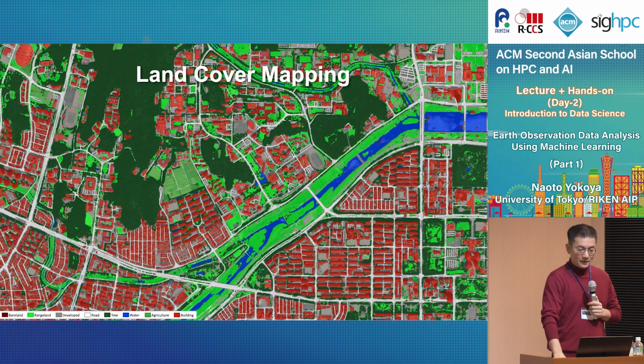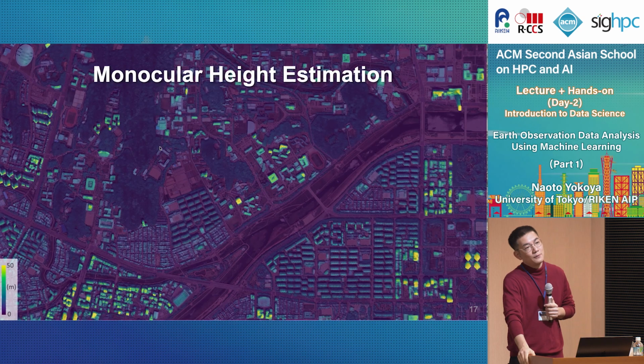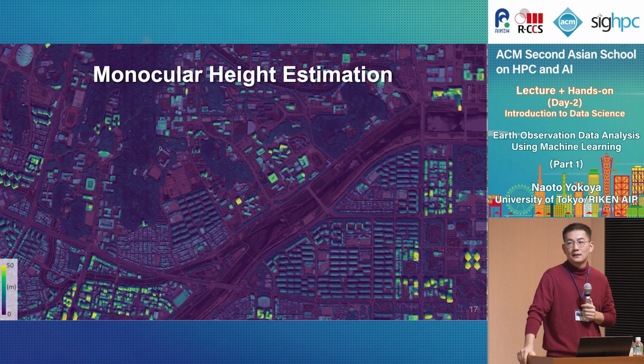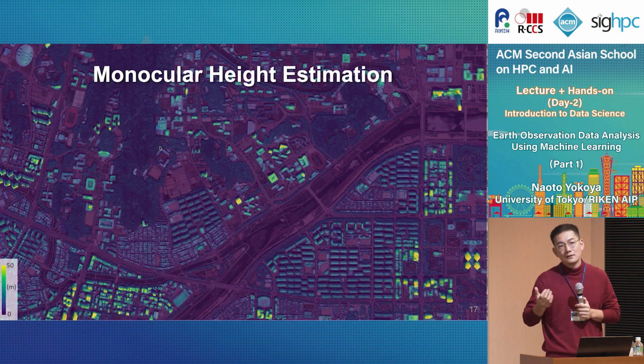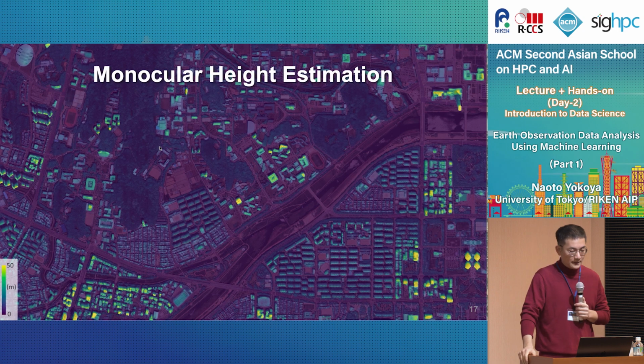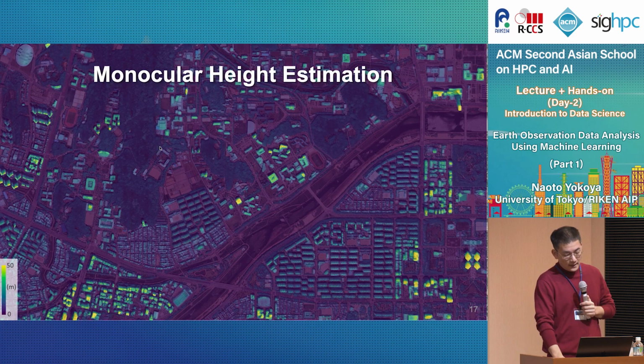And another information is height information. So for some applications, like maybe people are interested in biomass or carbon stock, or some people want to run simulation in urban areas and they want to know some structure, three-dimensional structure. In this case, this kind of height information is important. And it's called monocular height estimation.